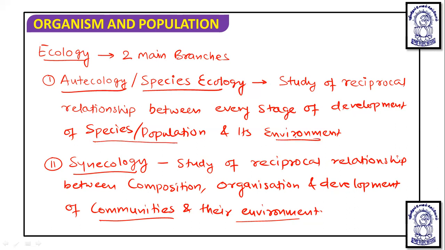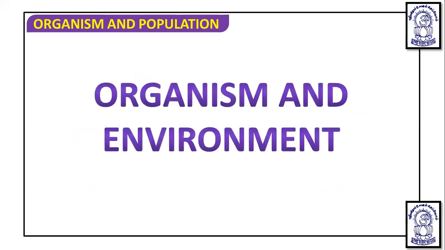Okay. Now after this, the levels of organization and branches of ecology. Now we are going to talk about the organism and environment. First, how the organism interacts with the environment and what particular things are included in this.